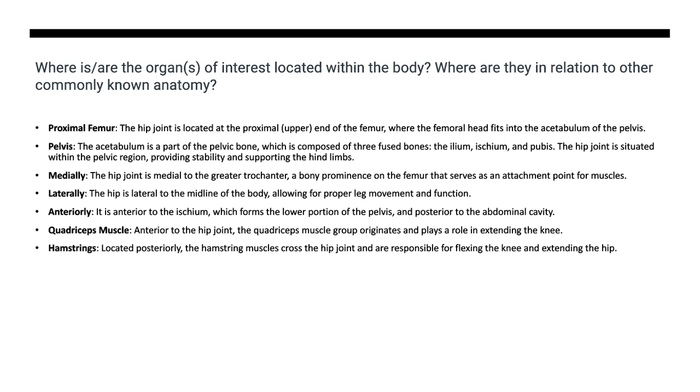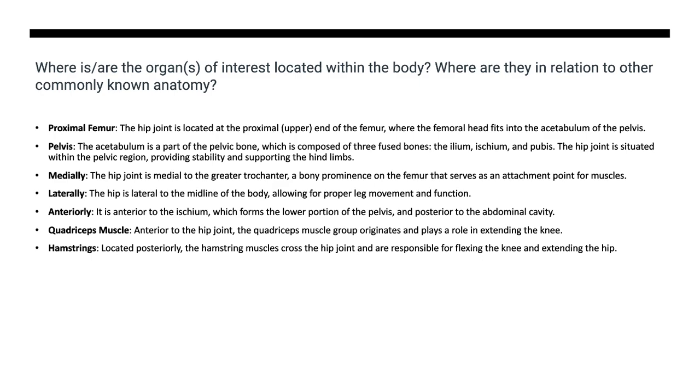So now we're going to talk about where the organs of interest are located within the body, and also where they are in relation to other commonly known anatomy. So you've got the proximal femur, where the hip joint is located at the proximal, which is the upper end of the femur. Then you've got the pelvis, which is a part of the pelvic bone, which is composed of three fused bones. The joint is situated within the pelvic region, providing stability and supporting the hind limbs.